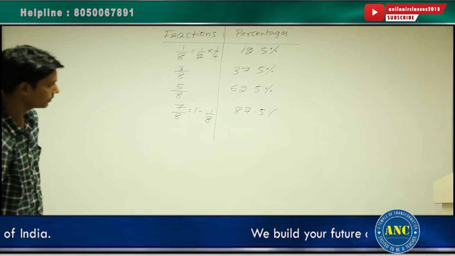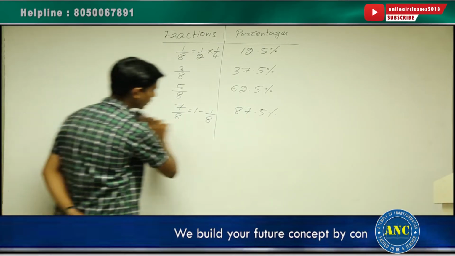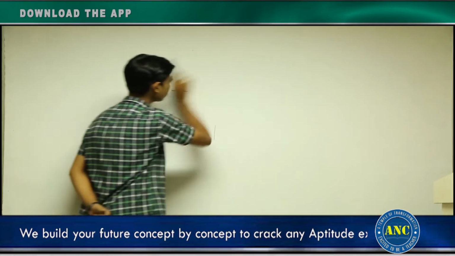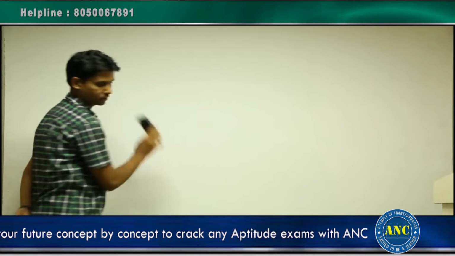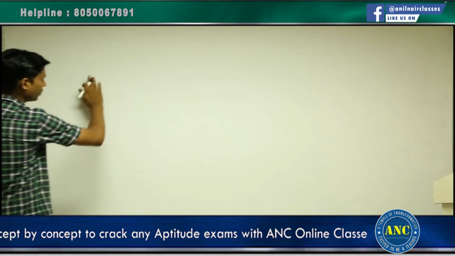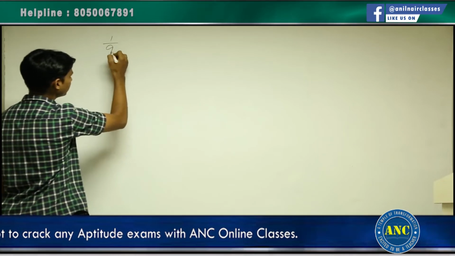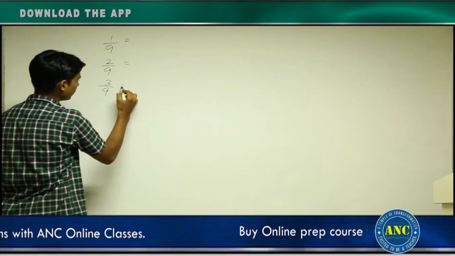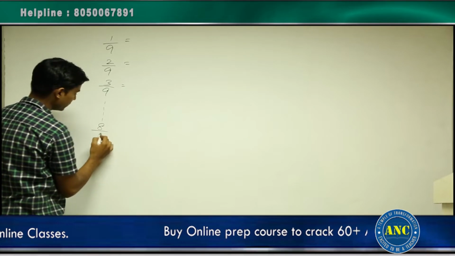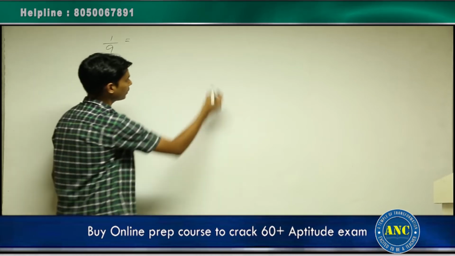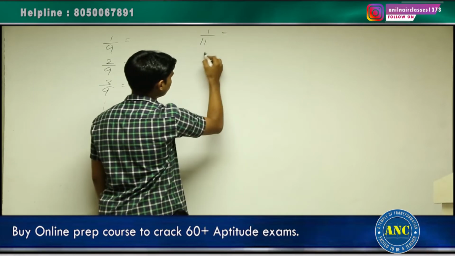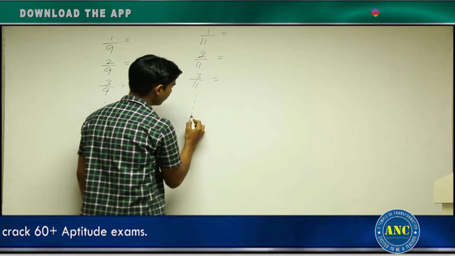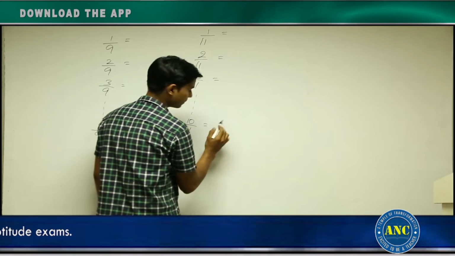Okay? Please see here. Listen to this carefully. Next. 1 by 9. Don't write. Please see here. 1 by 9, 2 by 9, 3 by 9, till 8 by 9. Similarly, 1 by 11, 2 by 11, 3 by 11, till 10 by 11. Okay?